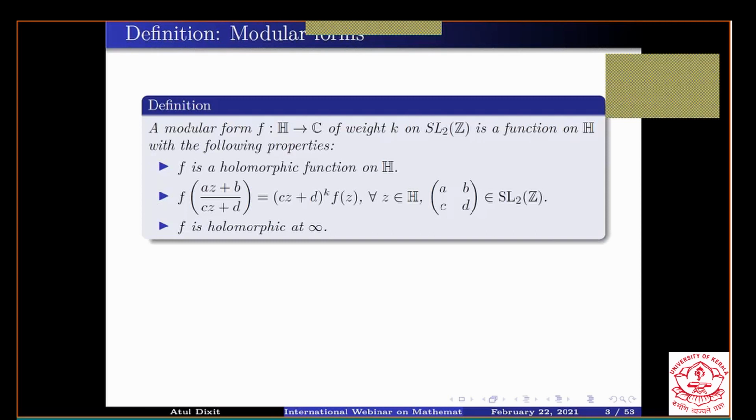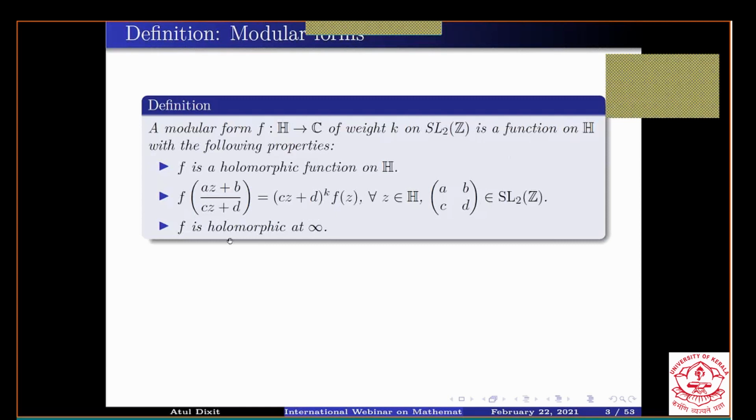So f satisfies the beautiful transformation formula. You take any matrix in SL_2(Z), and SL_2(Z) acts on H, so you get this (az+b)/(cz+d), a fractional linear transformation, and if you evaluate f at (az+b)/(cz+d), after some factor, you get back f of z. Mr. Shakir Hussain, could you please mute yourself? Thank you. So you get this transformation, and the third property is that f has to be holomorphic at infinity. Infinity is taken in the positive imaginary direction. So this is the definition of a modular form.